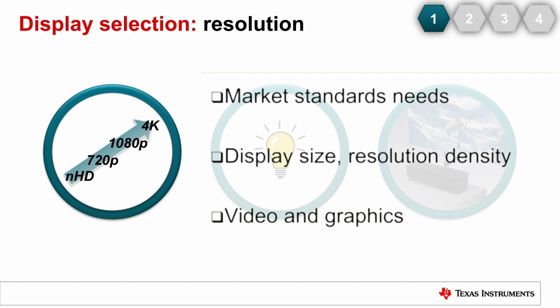And the third variable is going to be how much video and graphics content you're going to have in your application. So for example, if you're going to have very detailed graphics, you may require higher resolution than if you're just going to display general video. So at the end it's all going to depend on the application, and you probably have to look at different scenarios and sizes to finally make your resolution decision.